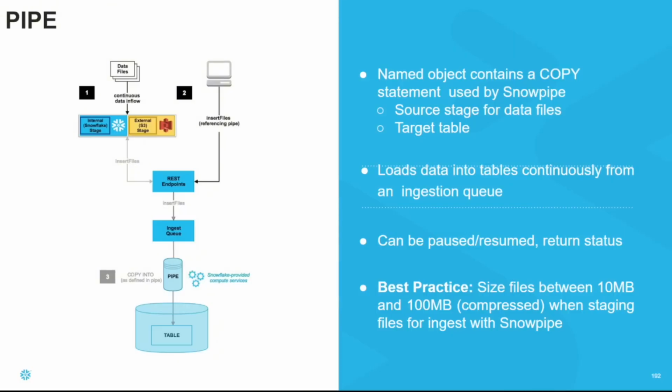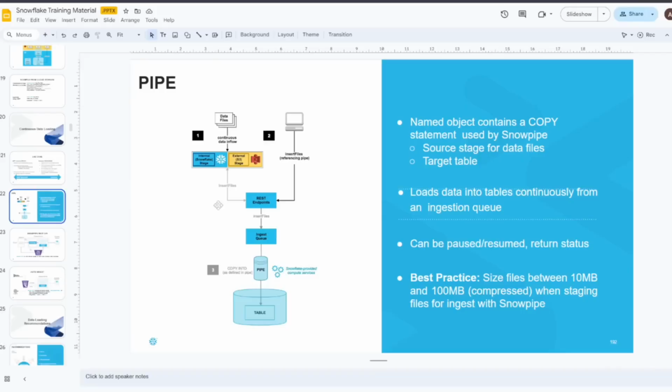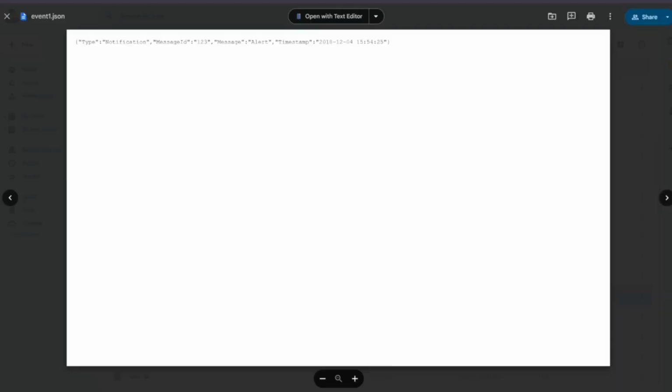So let's see how we perform this operation of setting up Snowpipe in Snowflake, and by using that Snowpipe, we are going to load some event data into our Snowflake table. For this activity, we are going to use some event data in JSON format. I currently have 3 events where I have the values such as type, message ID, message, and the timestamp. I have 3 events which I'm going to upload one after another in my S3 bucket, and by using the pipe, I will auto ingest this data into Snowflake.